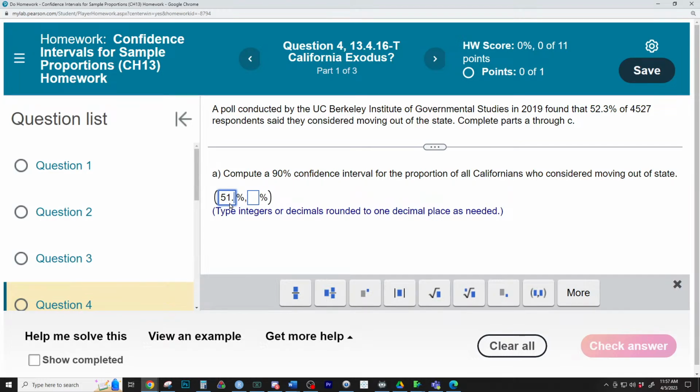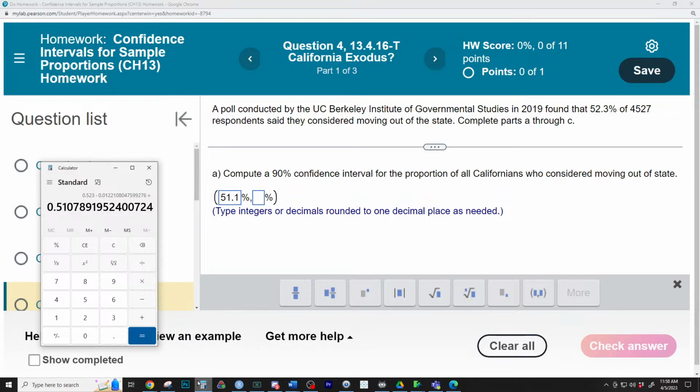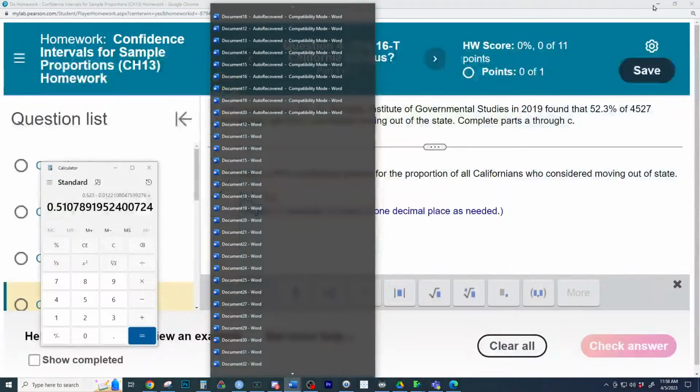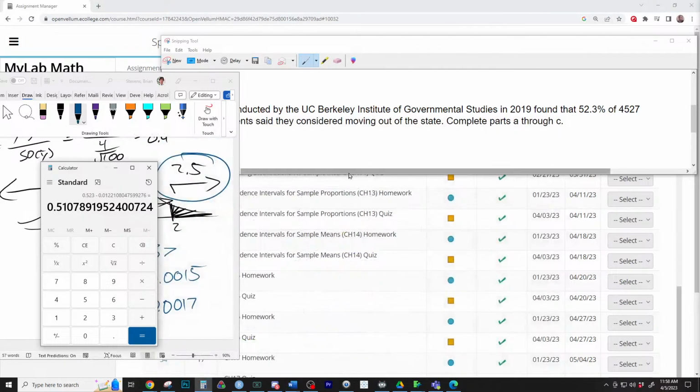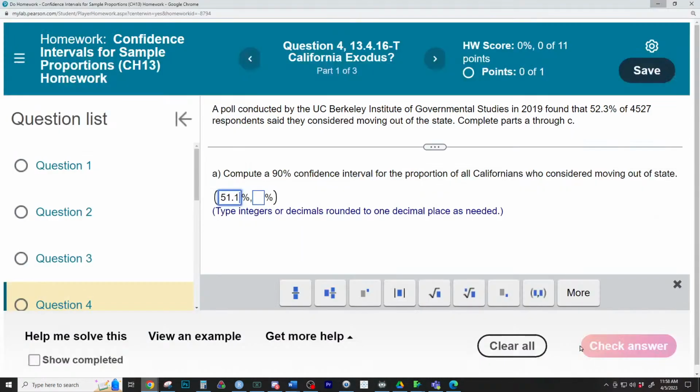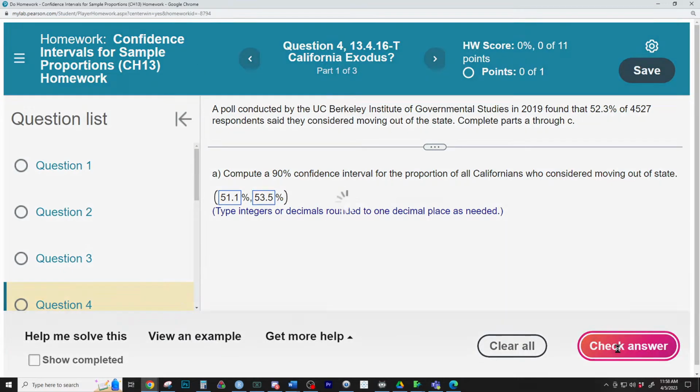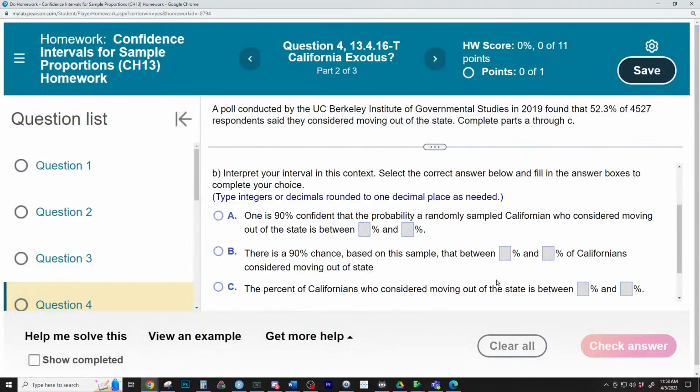It says to 1 decimal. So that does round to this for that one. Let me check. There it is right there. Hopefully we did all the algebra right. And then 53.5. Did we do the algebra correct? The answer is yay, we did the algebra correct.